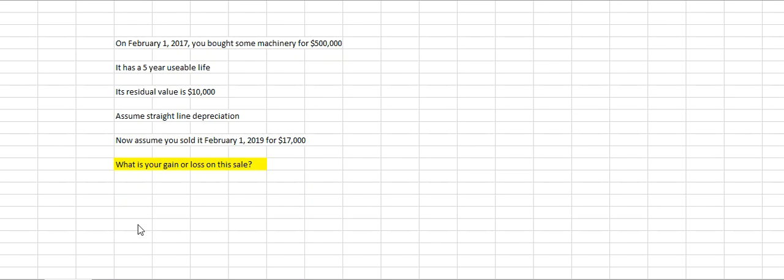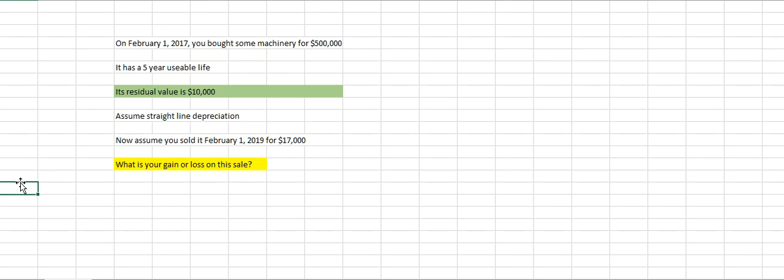Okay, I want to make a quick correction to a previous video. It's the one about calculating the gain or loss on sale. It's very simple. What happened was this residual value, let me highlight it right quick, was not taken into account. Remember, you have to take residual value into account unless you're doing double declining balance.